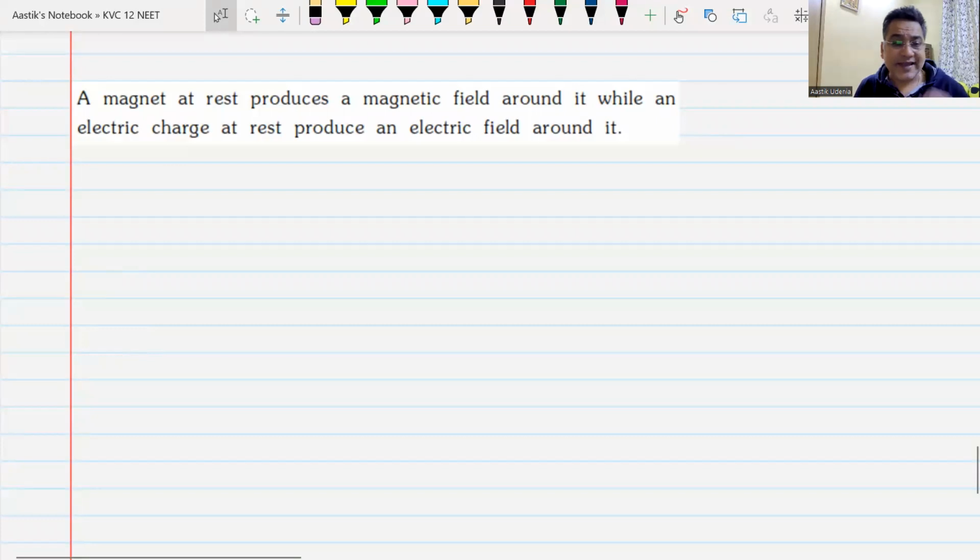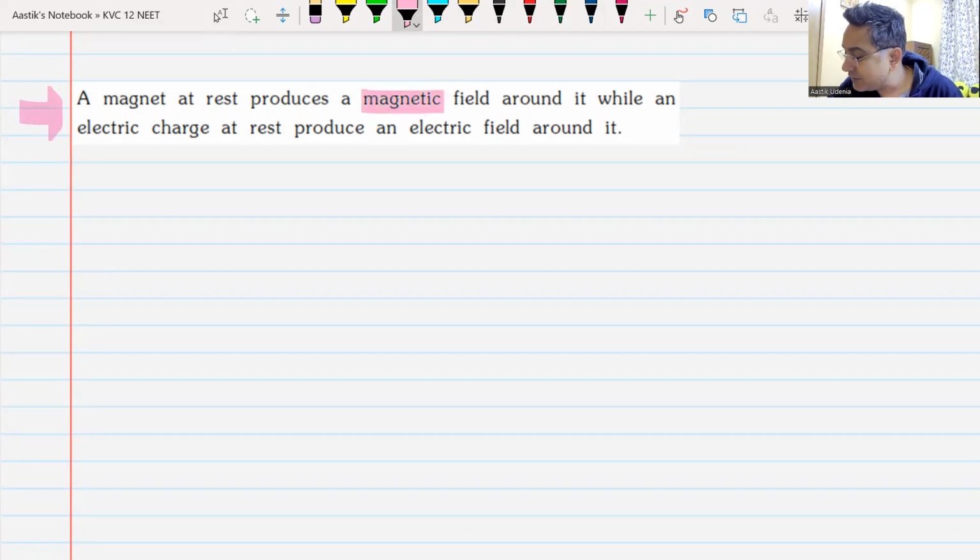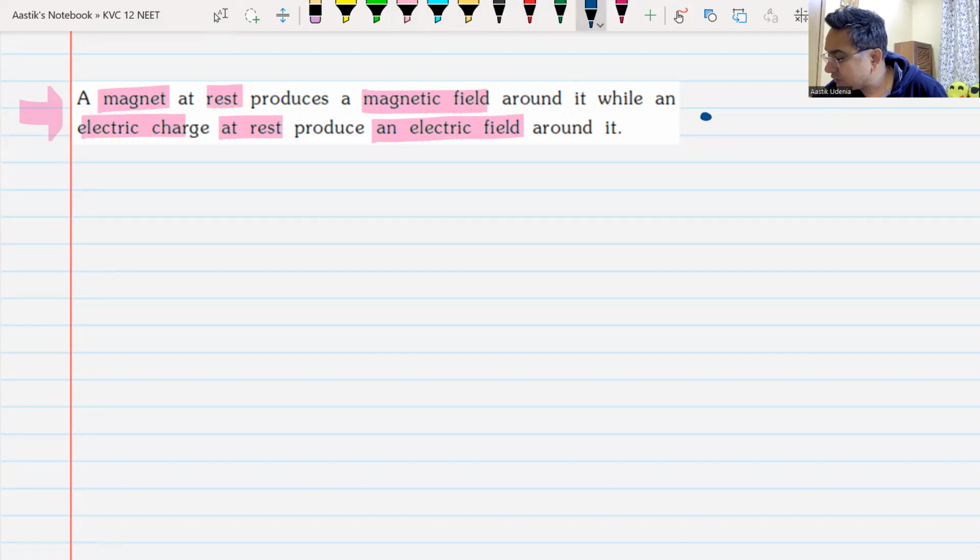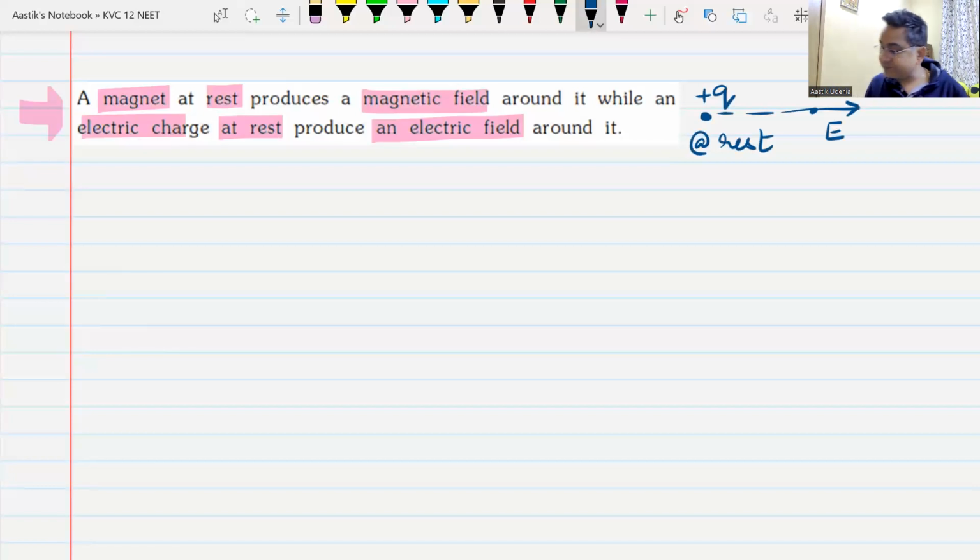Point number one is a magnet which is at rest will produce a magnetic field around it. Electric charge at rest produces an electric field around it. Magnet at rest, magnetic field. Electric charge at rest, electric field. We understand this? Electric charge plus Q at rest, what does it create? It creates an electric field. We know this, yes or no?